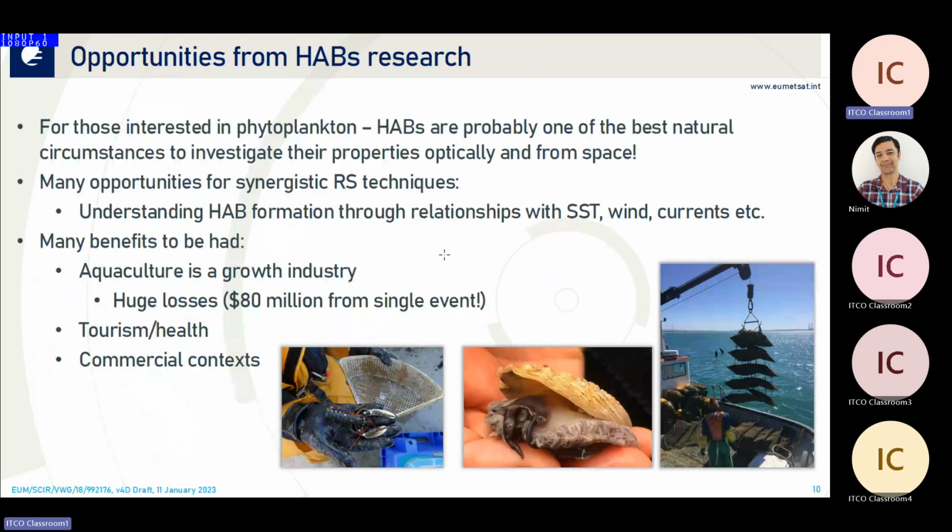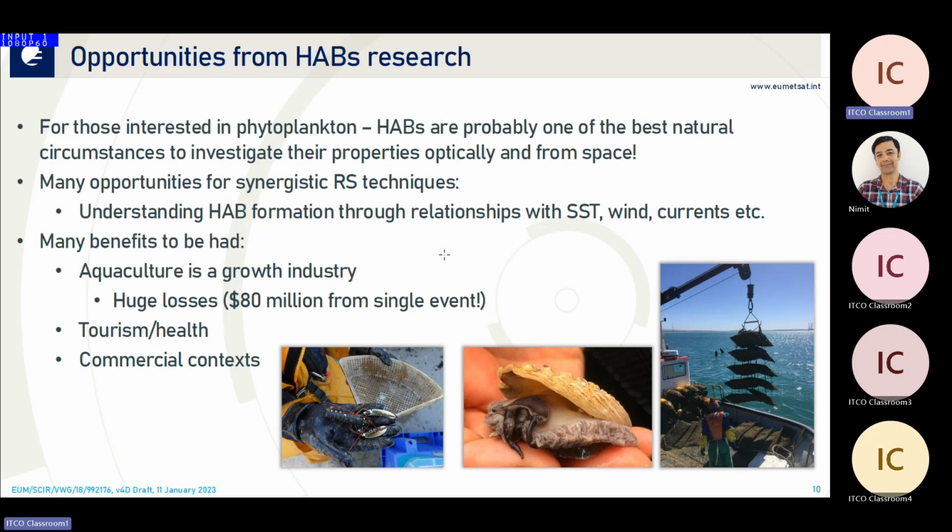So HABs research is a very nice field of research for ocean color remote sensing scientists, and ocean color scientists in general, because it's sometimes natural, sometimes anthropogenic circumstances, but we can mix, let's just say, all the knowledge of the ocean color to try to dig further into this problem.